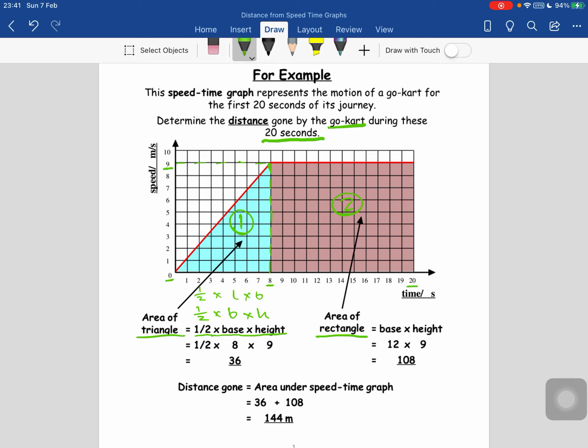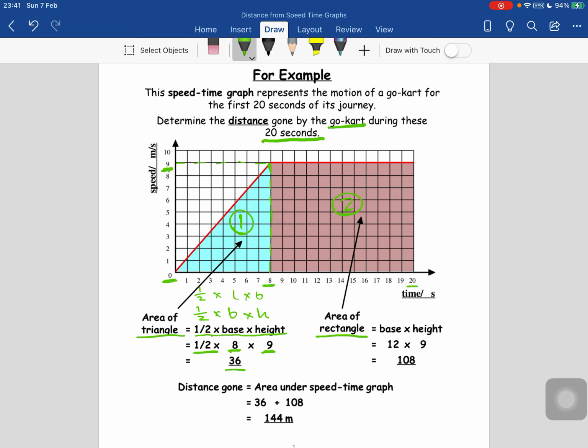So the base of the triangle is from 0 seconds to 8 seconds. So 8 take away 0 gives us 8 for the base. For the height of the triangle, you can see it starts off from 0 metres per second and it reaches 9 metres per second. So 9 take away 0 gives us 9 metres per second for the height. 9 times 8 would be 72. If we times that by a half, that gives us 36 as the area of the triangle.